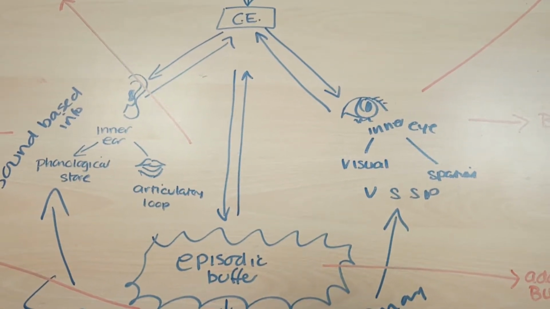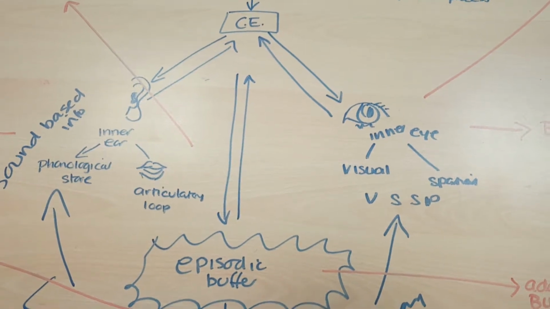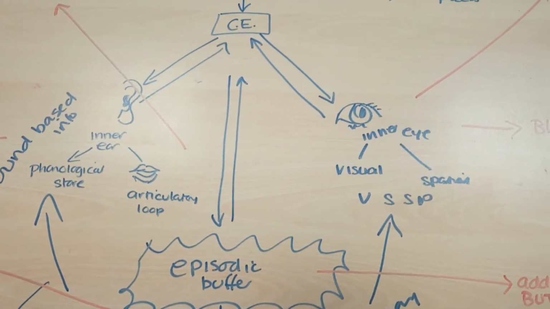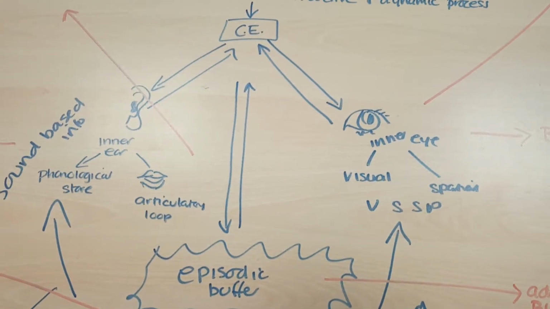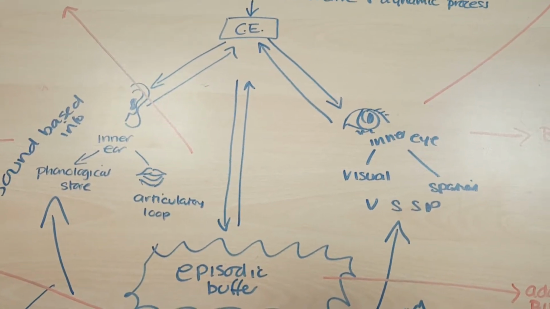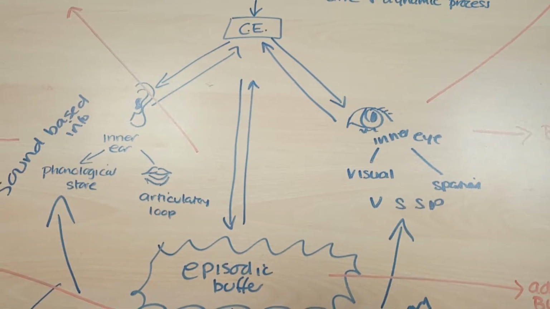It does have a limited capacity. It can be easily overloaded. But it's not absolutely clearly defined as far as capacity and coding is concerned. The slave systems that are involved are the inner ear and the inner eye.